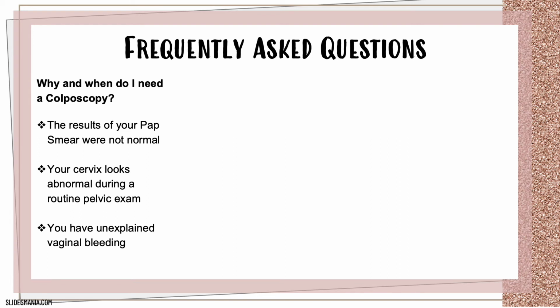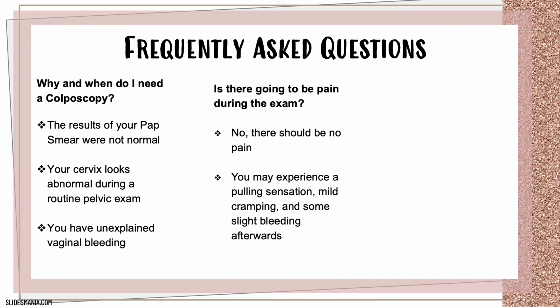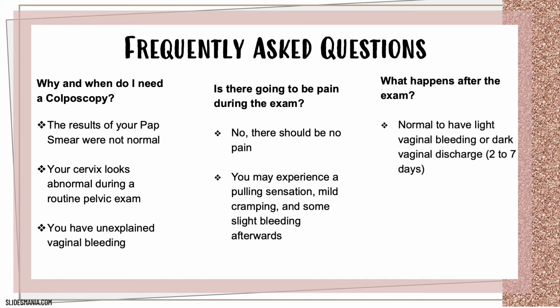Another commonly asked question is, am I going to feel pain during the exam? The answer is no. You shouldn't feel any pain or any sharp sensations. However, you may experience a pulling sensation, some mild cramping, and some bleeding afterwards. What happens after the exam? It's normal to have light vaginal bleeding or dark vaginal discharge for at least up to a week after the procedure. Now, it's important to avoid the following after your colposcopy. Do not use tampons or douches. Do not have sexual intercourse. Do not use a swimming pool or a spa for at least 2 weeks after your procedure.